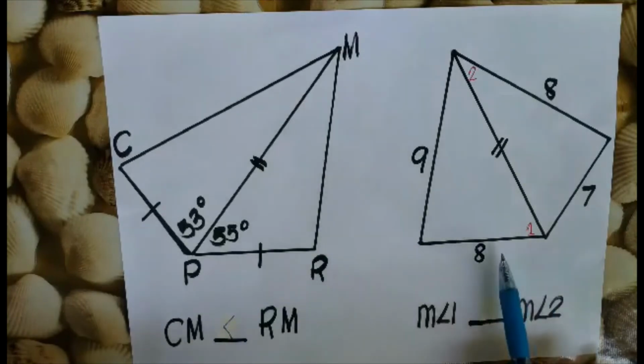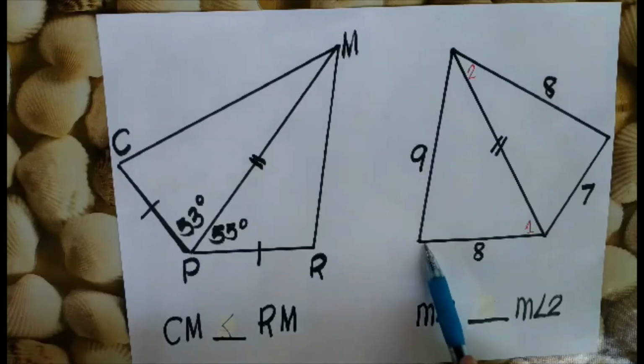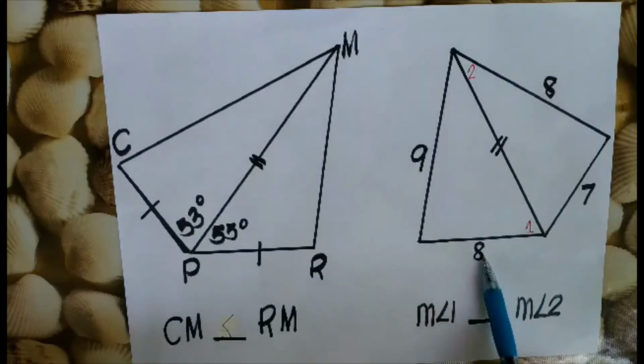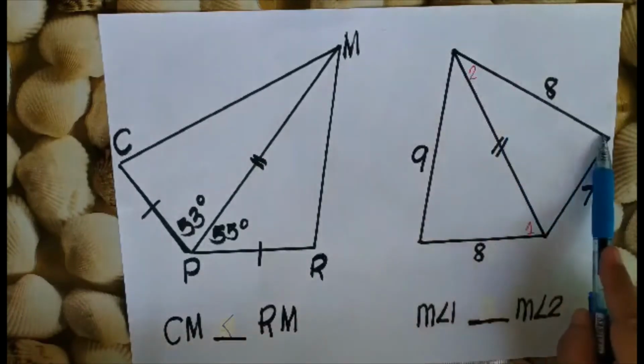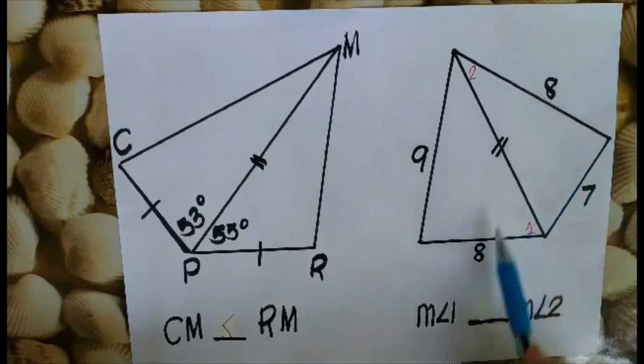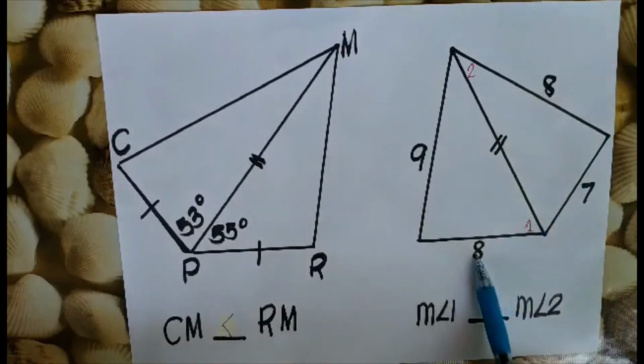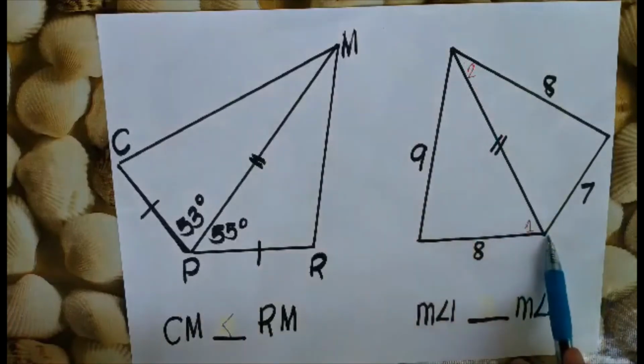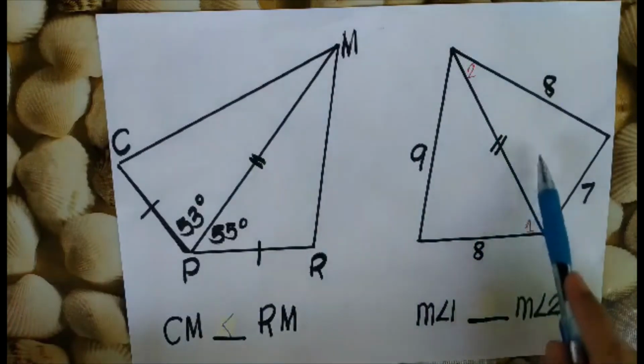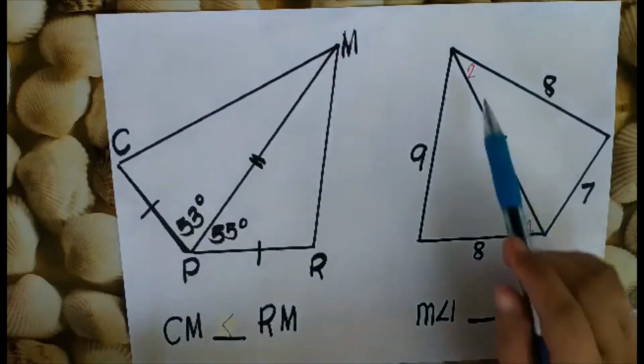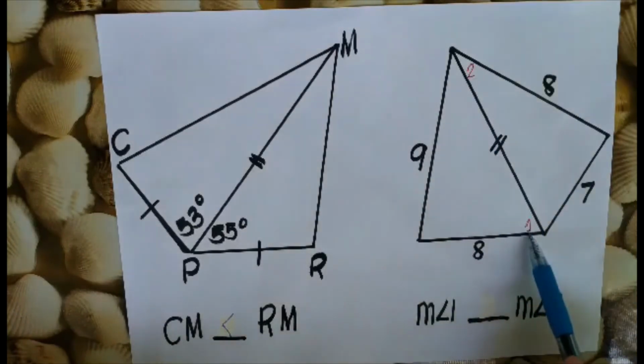Now, using its converse, this time you'll be comparing the angles. We have here this side with length 8 units. This one also has a length of 8 units. So these two are congruent. This side is common to both triangles. So that's the second congruent side. So we have angle 2 and angle 1.